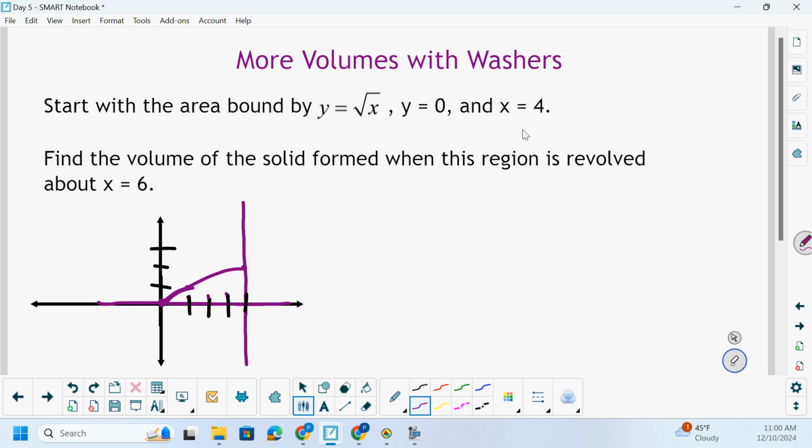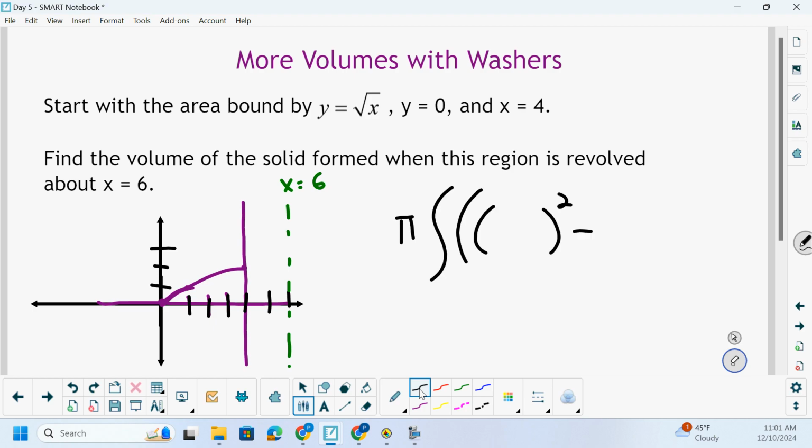And we're going to spin this around x equals 6. So I'm going to put that axis of revolution in as a dotted line. So as we spin this around, we first want to recognize between our region and the line we're spinning it around, there's a gap. So because there is a gap, that's going to create a washer setup. So we're going to have pi integral. We'll have some radius squared minus some radius squared for our outer and our inner. And then we'll have d something.